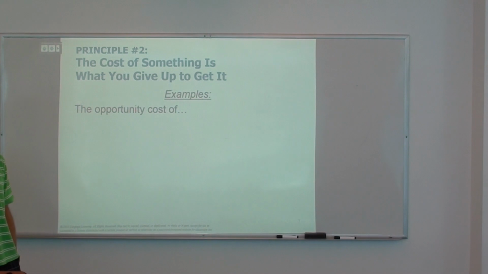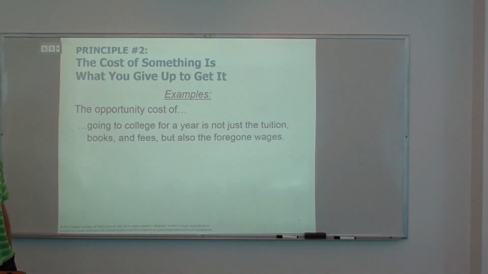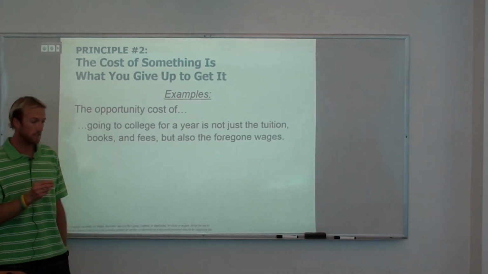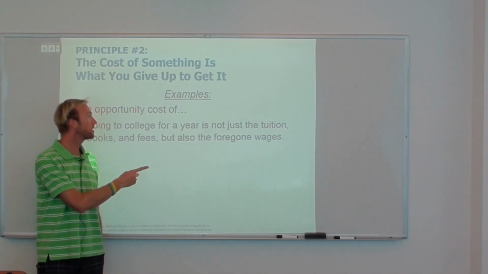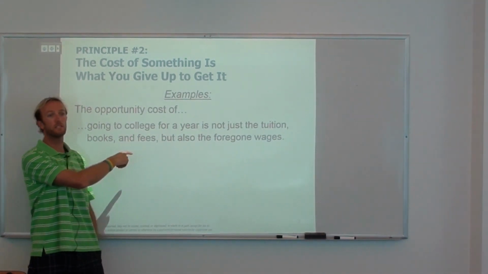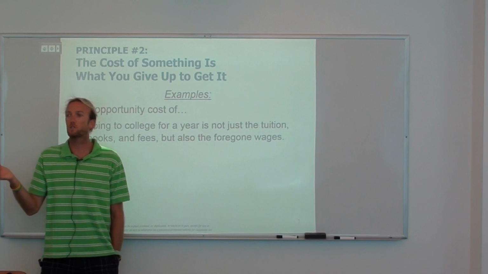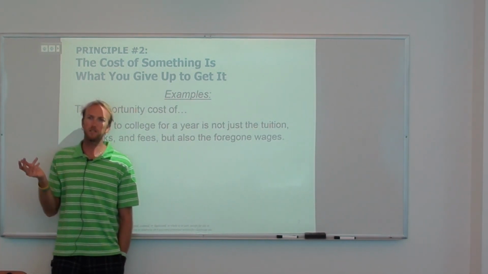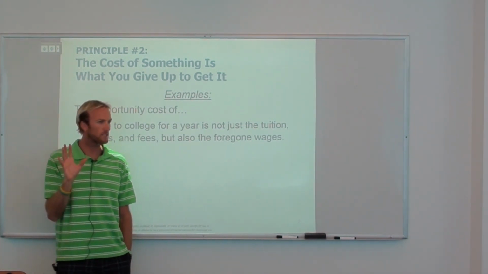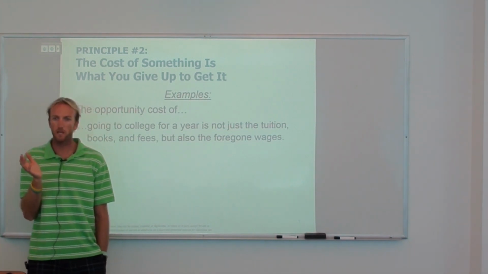So here's an example. The opportunity cost of going to college is not just the money you pay and the books you buy and the fees. So you come here fall semester 2014. What are you paying? Like $5,500, maybe around $6,000 for tuition and fees. Something like that.